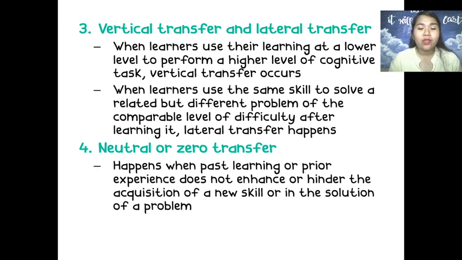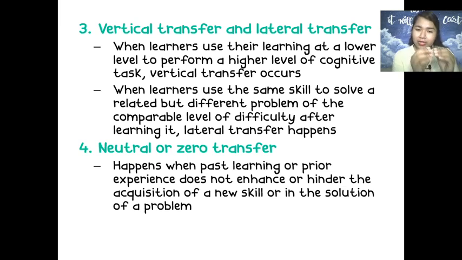Next, when learners use the same skill to solve a related but different problem of the comparable level of difficulty after learning it, that is what you call lateral transfer. Now, example for vertical transfer.